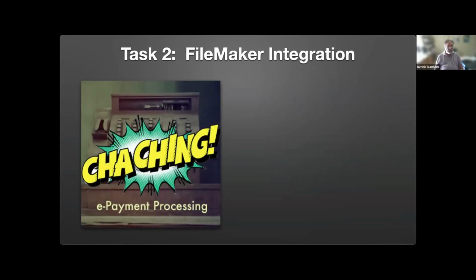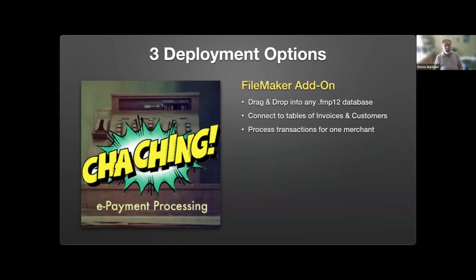So the next step is the integration that you will begin. I give you three options for how to do that. You can drag and drop the add-on into somebody's database. When you do that, you're processing transactions for only that merchant and only that database. And you make your connections in the relationship graph to whatever tables there are for invoices and customers to pull the necessary data.